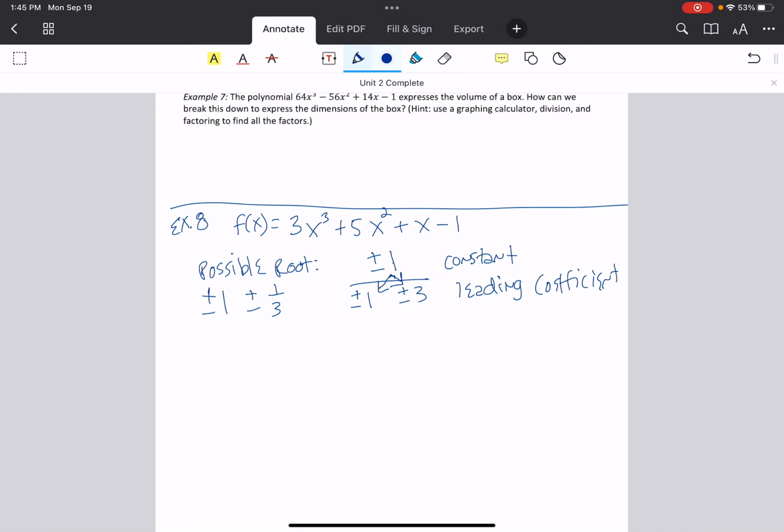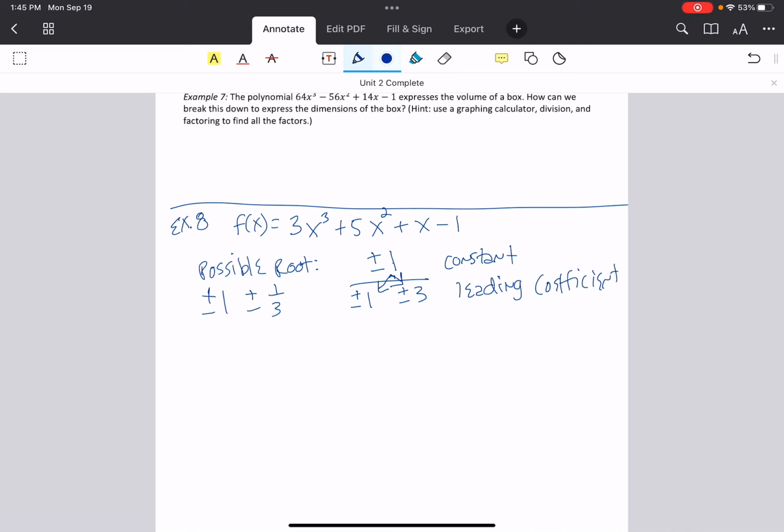I'm confused on what the first x dot 8 means. X dot 8. Like before the f(x)? Oh, example 8? Oh, example 8. Yeah. Okay.